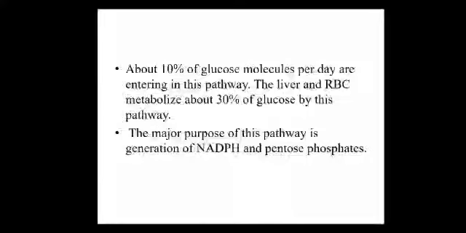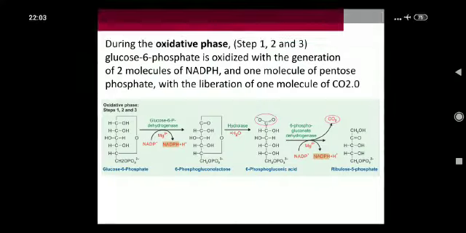So what is the importance of this pathway? The major purpose of this pathway is generation of NADPH and pentose phosphates. Ten percent of the glucose molecules per day will be entering this pathway for oxidation, and the liver and RBCs metabolize 30% of the glucose by using this pathway.